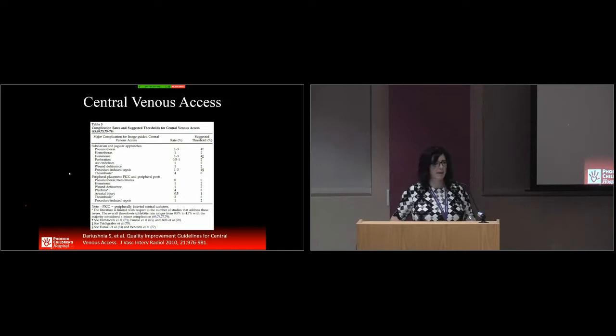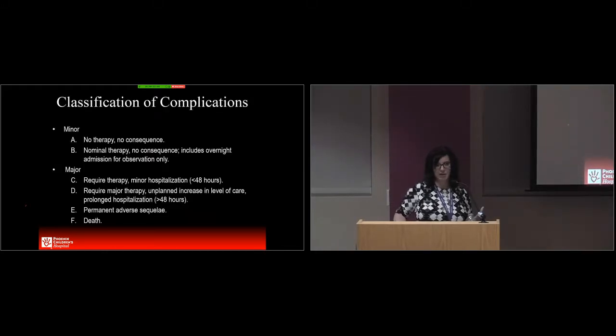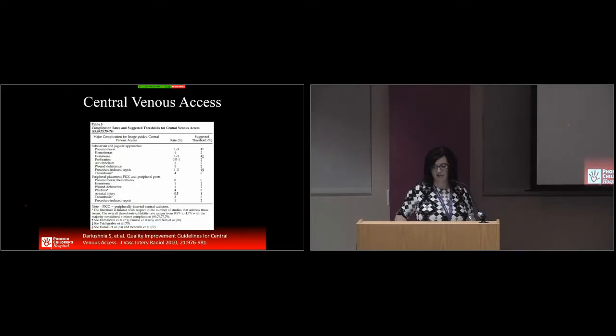And then the complications are categorized as to whether they are major or minor complications from line placement. So major complications typically require hospitalization. It requires a change in the patient's management, and you can have permanent consequences as well with these complications. So the complication rate is very, very small using real-time guidance for venous access.